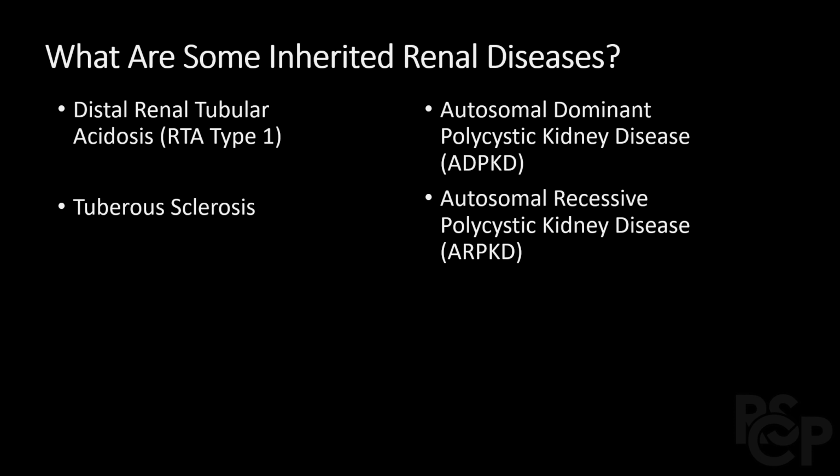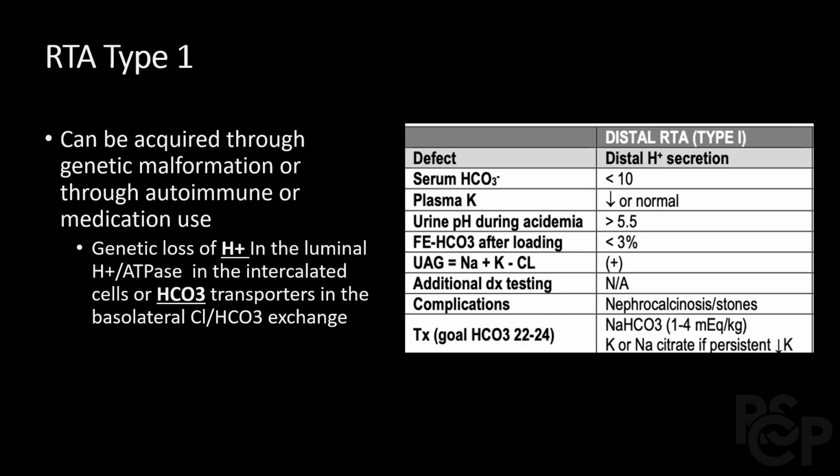So, what are some inherited renal diseases? These are just 4 of some very common renal diseases. The first one is distal renal tubular acidosis, which is known as RTA type 1, tuberous sclerosis complex, autosomal dominant and autosomal recessive polycystic kidney disease.